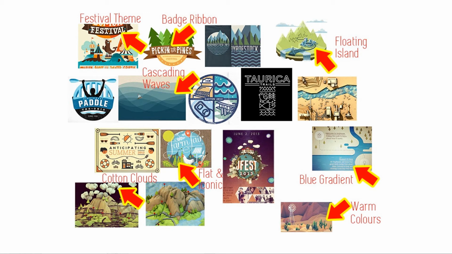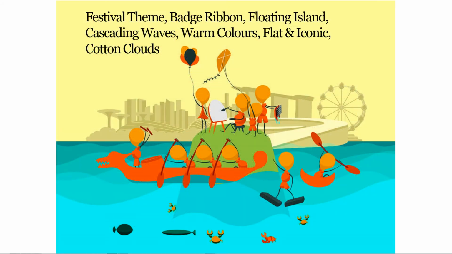On top of the right corner, I thought the concept of a floating island would be an ideal visual background. The water can be represented by cascading waves as seen just below the badge ribbon. That's the effect I wanted to use. Plus other elements I thought can be used as references are the colors, the style, and the representation of the cotton clouds. With all that visual reference, the first draft ended up looking like this.